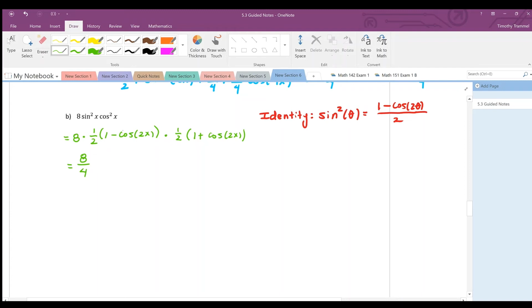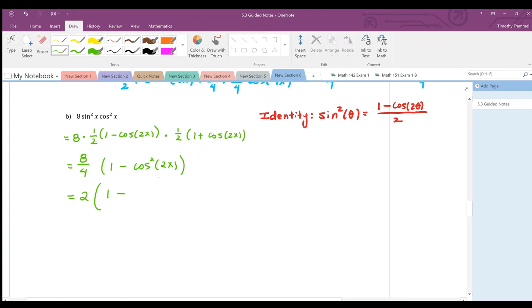And then we still have these two to multiply. And so again, we'll FOIL. But the nice thing here is when we FOIL, the middle term will cancel out. And so we're just left with 1 minus cosine squared of 2x. All right, let's do a little bit of simplification. This 8 over 4 here we could write as 2. And then in here, we have 1 minus cosine squared of 2x.